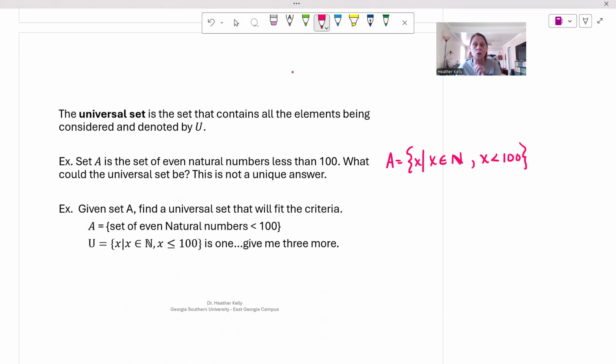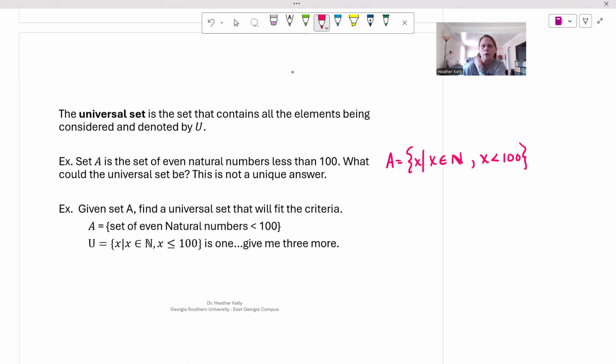And a lot of times when students are in math, and this starts super early in elementary school, they don't think the words are important unless it's a word problem. But the words are very, very important. And critical reading is super important in mathematics. So I wrote this out and I say, what could the universal set be? And note I said that this is not a unique answer. The universal set could be a multitude of things, right?